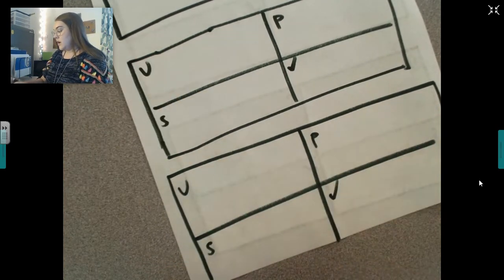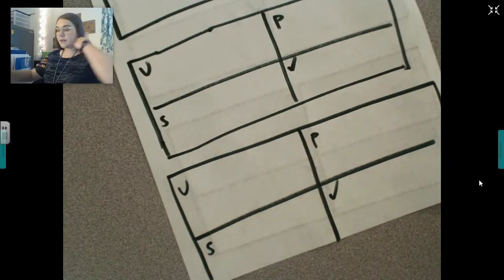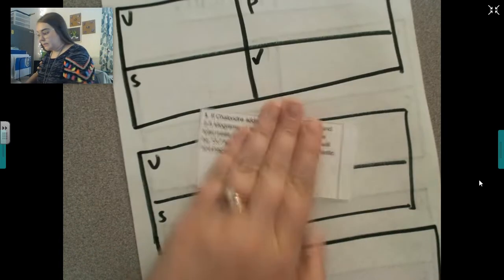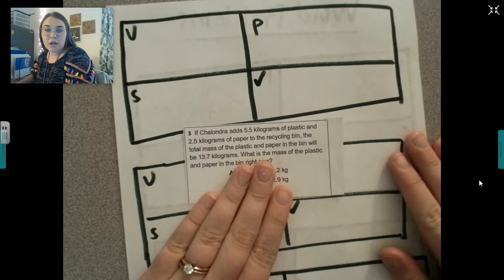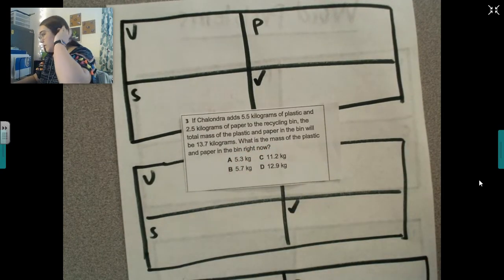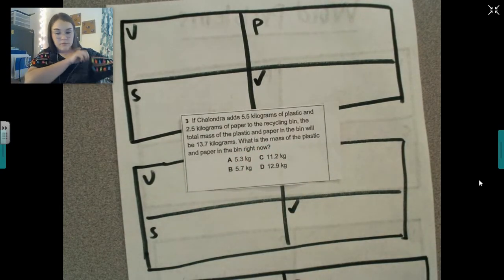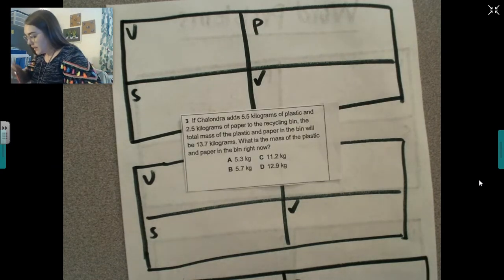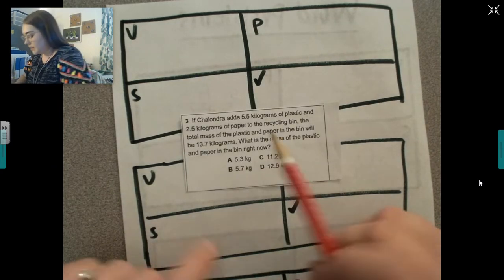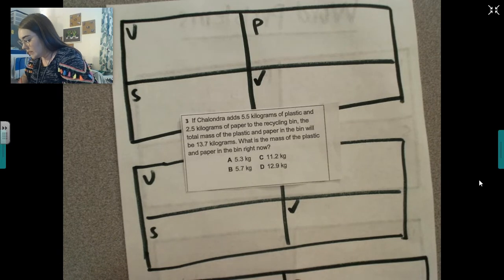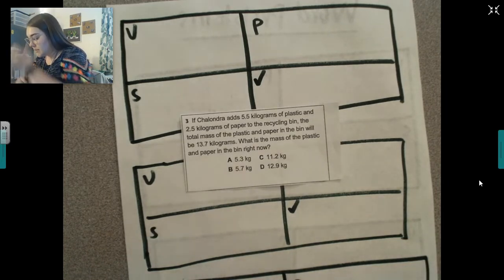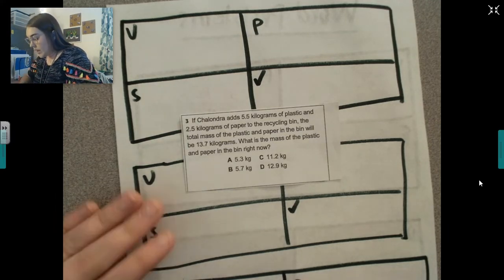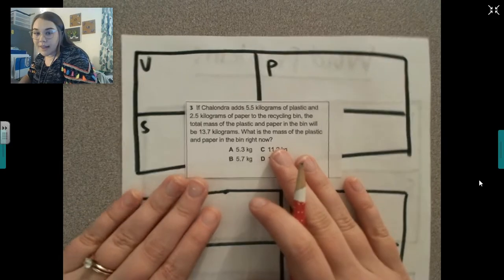UPS check. All right, so let's look at the next problem. It says, if Chalandra adds 5.5 kilograms, where's my pencil? 5.5 kilograms of plastic and 2.5 kilograms of paper to the recycling bin, the total mass of the plastic and paper in the bin will be 13 7/10 kilograms. What is the mass of the plastic and the paper in the bin right now? Woo! So this one's a little bit more tricky. It's got a lot more words in there.